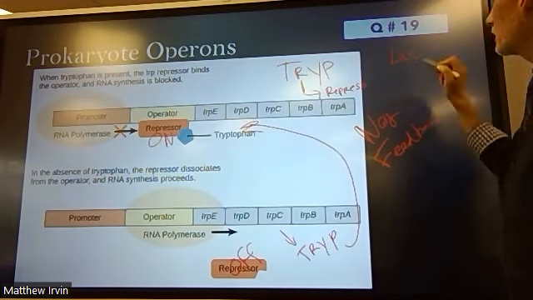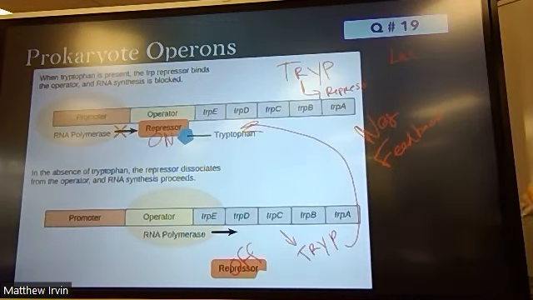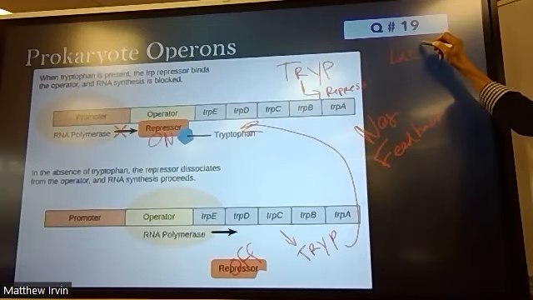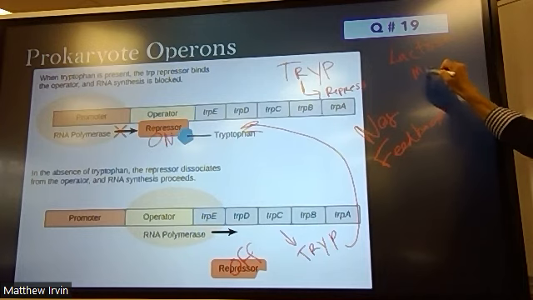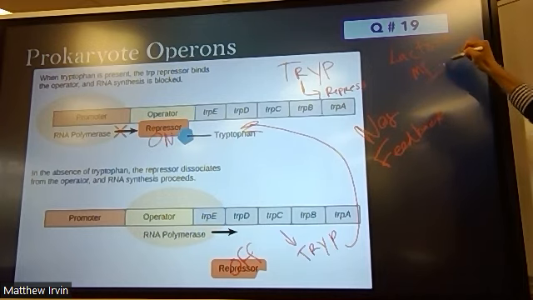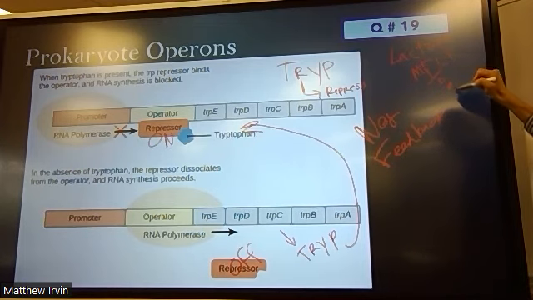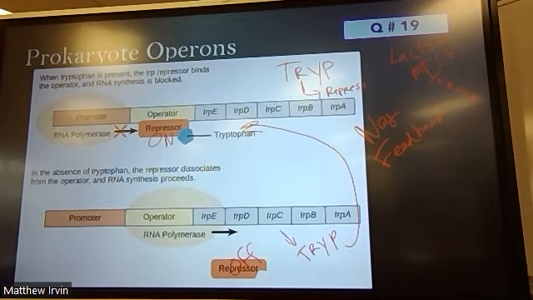And the lac operon, lac stands for what sugar? Lac is lactose. Where do we find lactose? In milk. So I for inducible. It's a stretch. It works. Got it? Good.